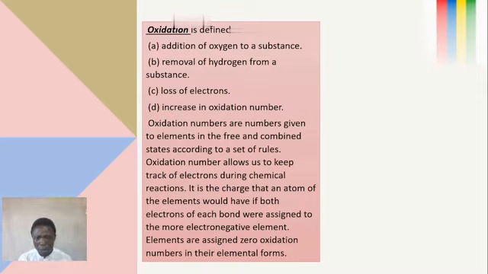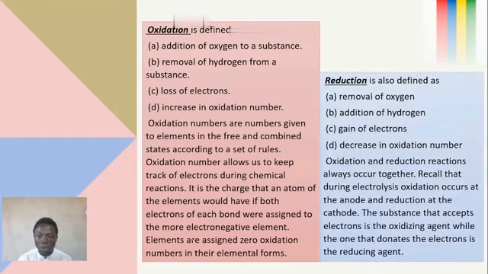Are we together? So you follow the class attentively. So let's bring in reduction also, so that we can see both sides. What is oxidation as far as oxygen is concerned? When oxygen is added to a substance, that is oxidation. And when there is a removal of oxygen from any substance, that is reduction. So it's more or less opposite. Addition of oxygen is what? Oxidation. Removal of oxygen is what? Reduction. Are we together?